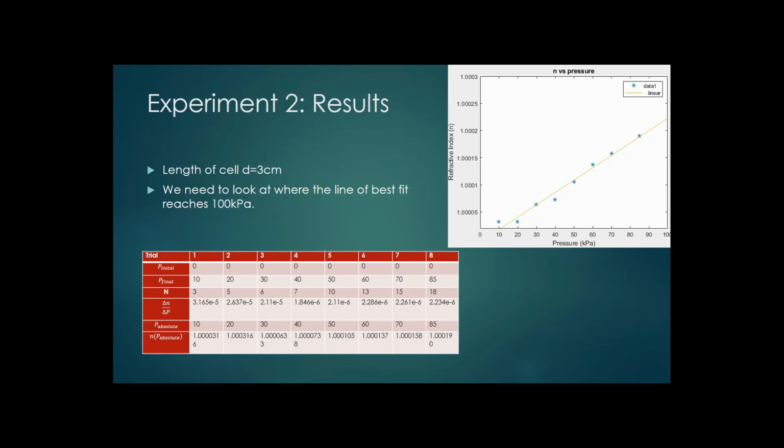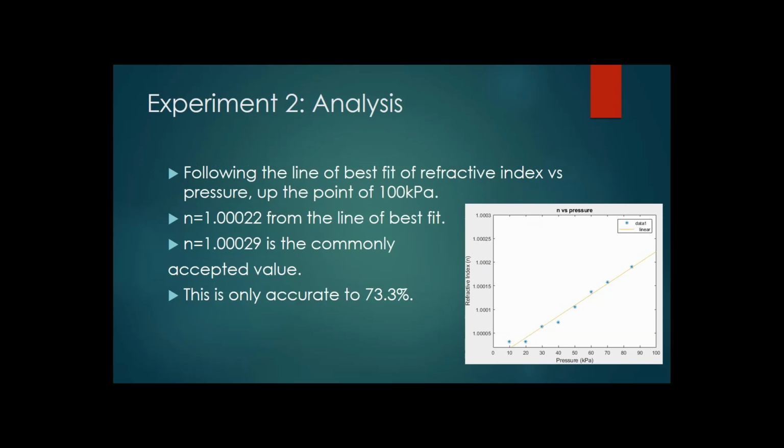Let's look at our results. Here we plotted the change in refractive index with the change in pressure. The slope of this relationship can be used to estimate the refractive index of air at 1 atmosphere of 100 kilopascals. From the line of best fit, we found the refractive index of air to be 1.00022. This is only measured to a 73% accuracy to the commonly accepted value of 1.00029.